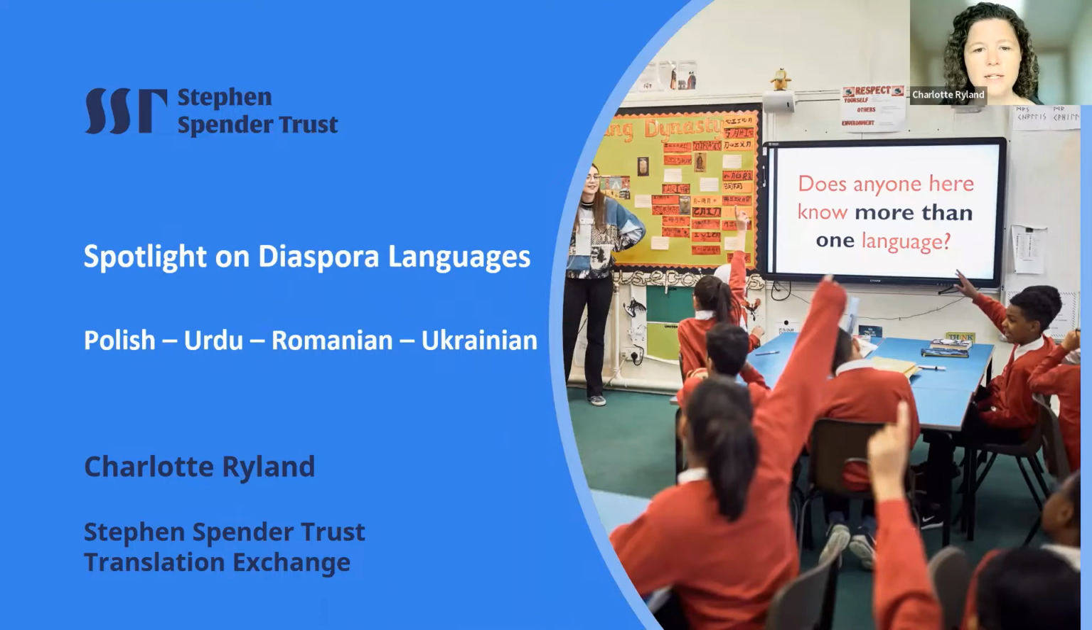My name's Charlotte Ryland and I run two organisations local to Buckinghamshire, the Stephen Spender Trust, which is a charity, and the Translation Exchange, which is based at Oxford University. And these are both organisations that use translation and in particular literary translation as a way of promoting language learning and multilingualism and bringing rich, creative, multilingual activities into classrooms.